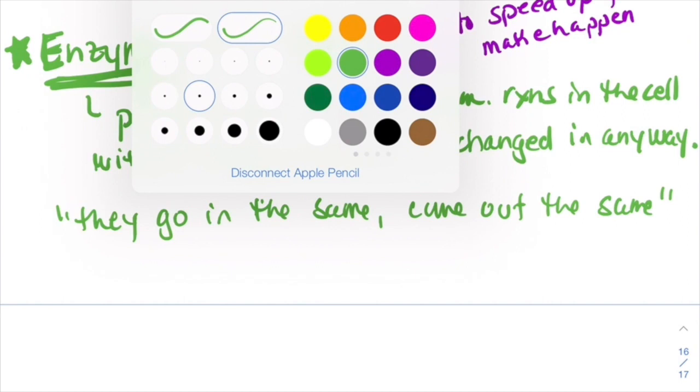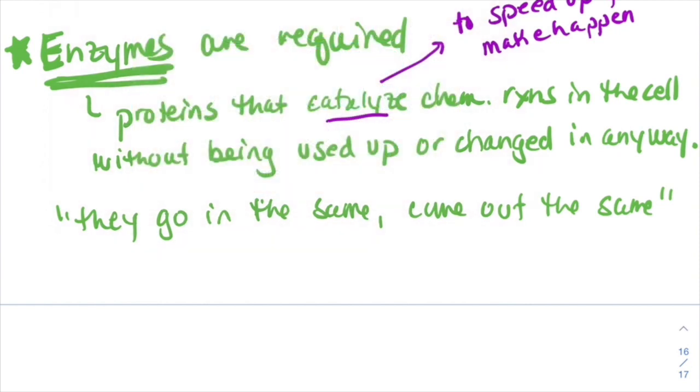Getting tired of this green. Let's get a different color going. How about orange? There we are.